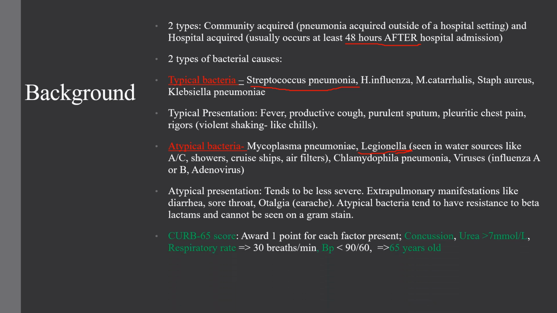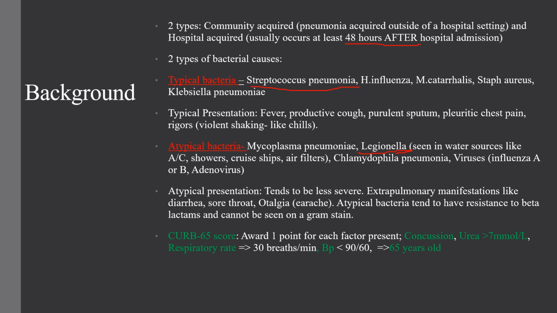Next is how we assess the patient, and we do something called the CURB 65 score, and we award each one point for each factor of presentation. And this sort of gives us an indication of whether the patient should be hospitalized, whether they should be an inpatient or an outpatient.